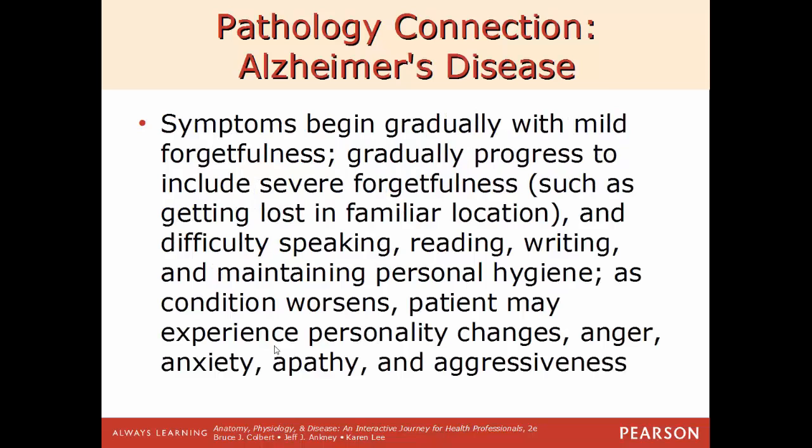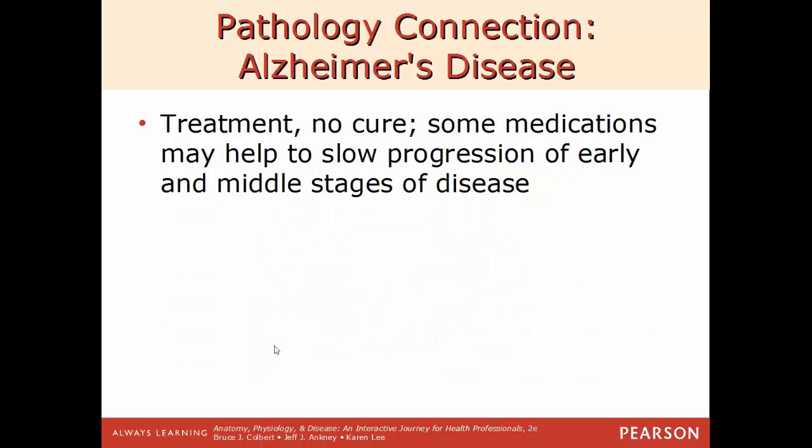Symptoms will begin gradually. Mild forgetfulness gradually progresses into severe forgetfulness, not knowing if you had lunch that day, difficulty speaking, reading, writing, maintaining basic personal hygiene. As the condition gets worse, the patient will experience personality changes, anxiety, anger, aggressiveness, apathy. There is no cure for Alzheimer's, unfortunately. There are some medications that will slow the progression of the early and middle stages, but there is no way to get rid of it. You can manage it if it's caught and diagnosed early enough.